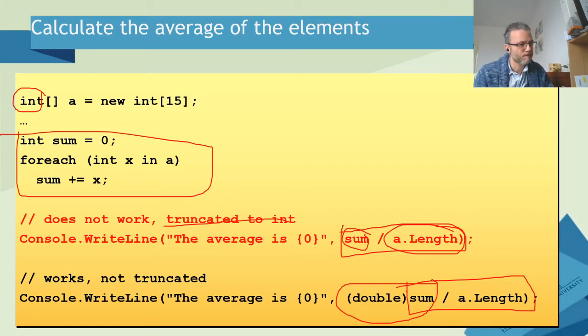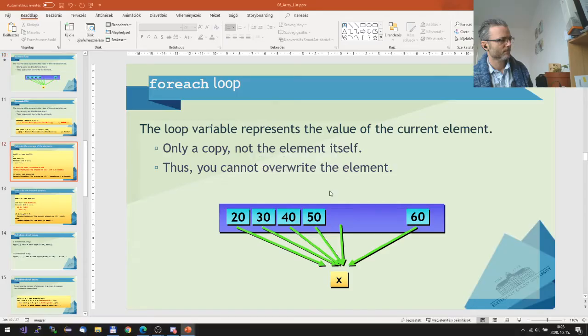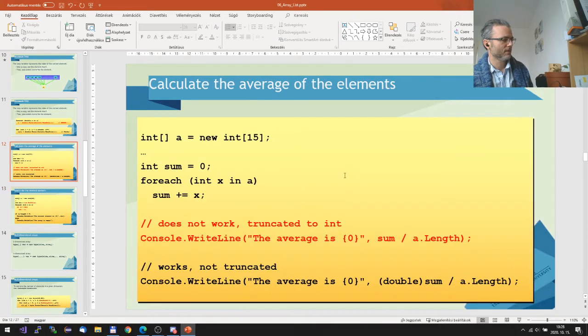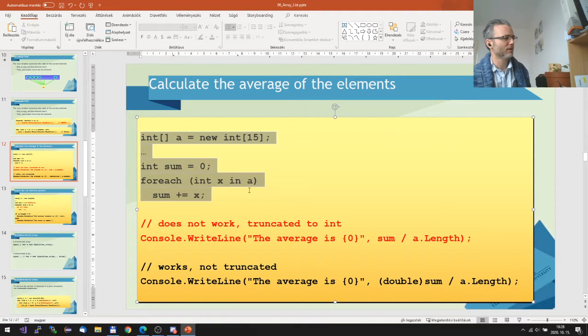But shouldn't I store the value first in a variable with double, not just make the whole equation double at once? You mean here you should use not an integer? At the last line, double sum divided by a dot length. Shouldn't I store the value first in a variable, because this way sum is the only variable that is double? Okay, I think I understand what you mean. Okay, let's give it a try.